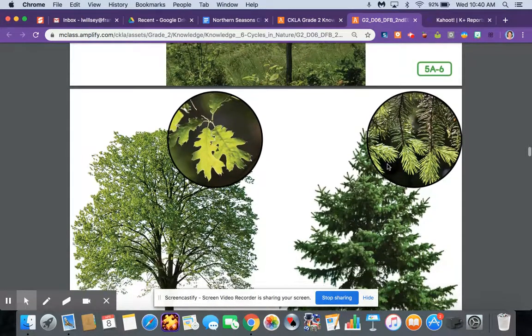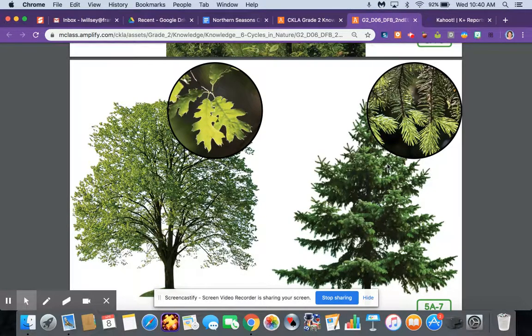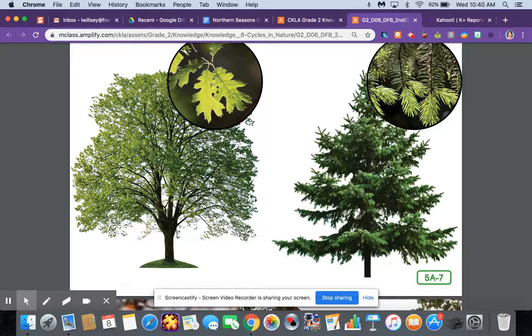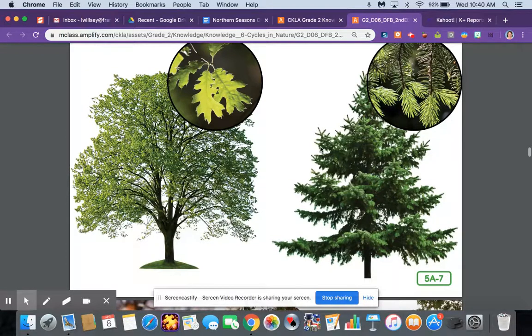There are two different types of trees. Deciduous, that's the one on the left, and then evergreen. We also call these pine trees. Deciduous trees tend to have wide, flat leaves. They shed their leaves, whereas evergreen tree leaves tend to be narrow and thin like needles.